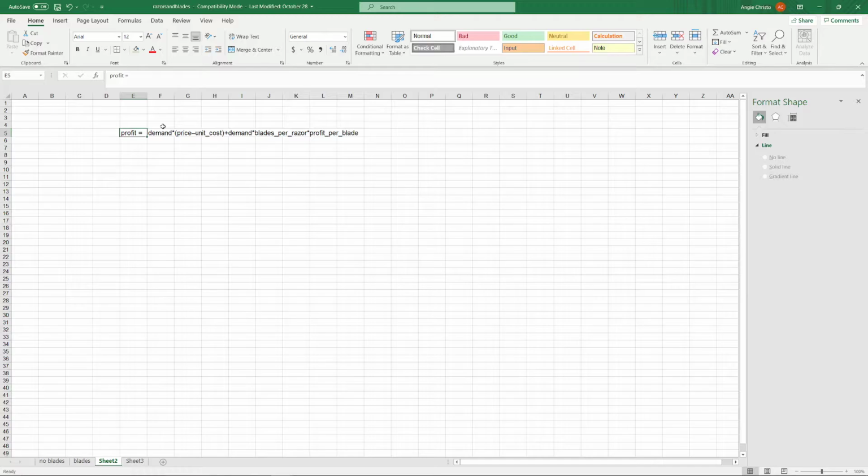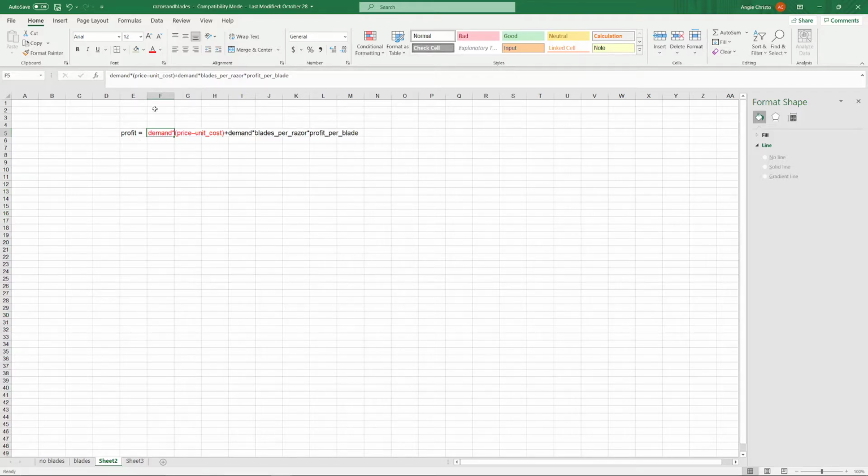All right. So before, we just considered the profit that comes from razors themselves. That was, let's see, the red part here. Okay. Is this visible? So our profit before just included the profit from the razors, demand times price minus the unit cost for razors.